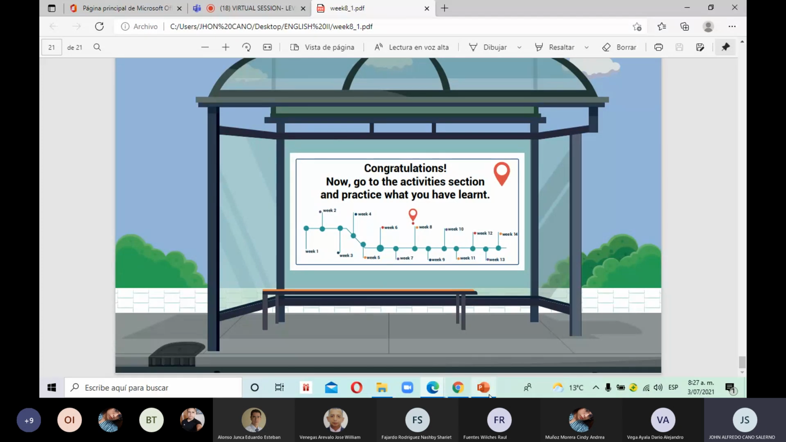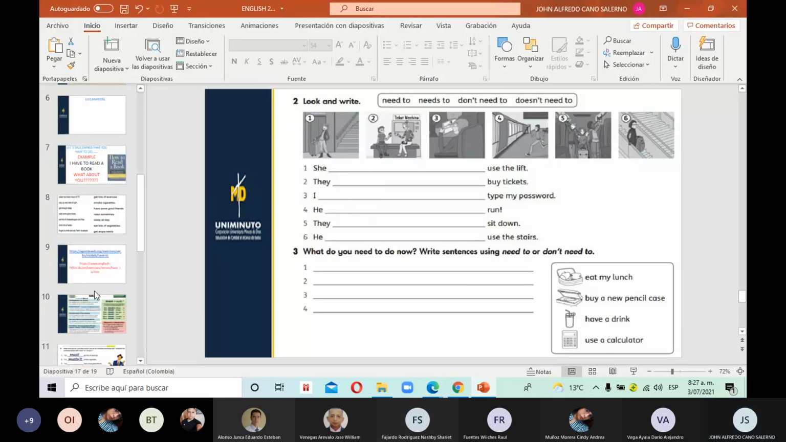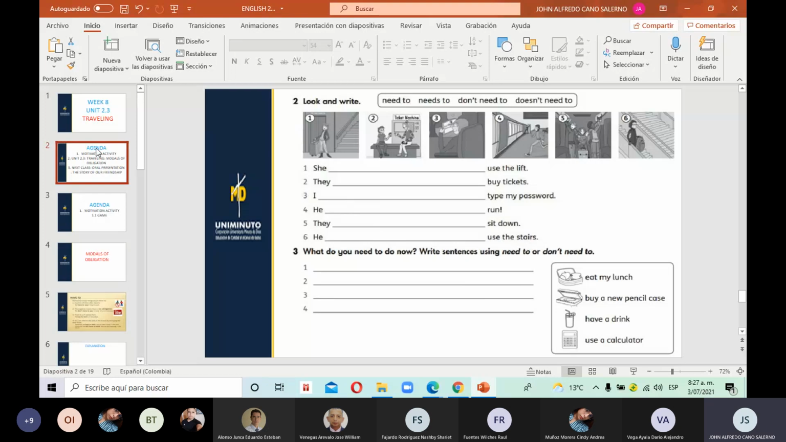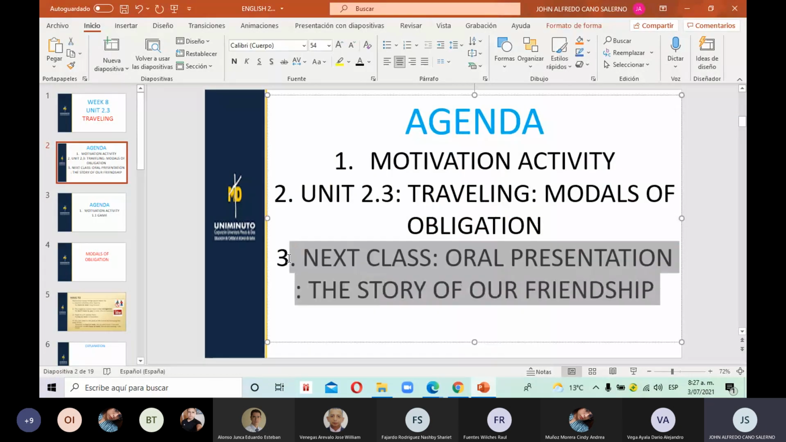Students, to finish, okay, to finish, here we have number 3. Next class, we have our oral presentation, okay? As I told you, I'm going to explain this part in Spanish, right?